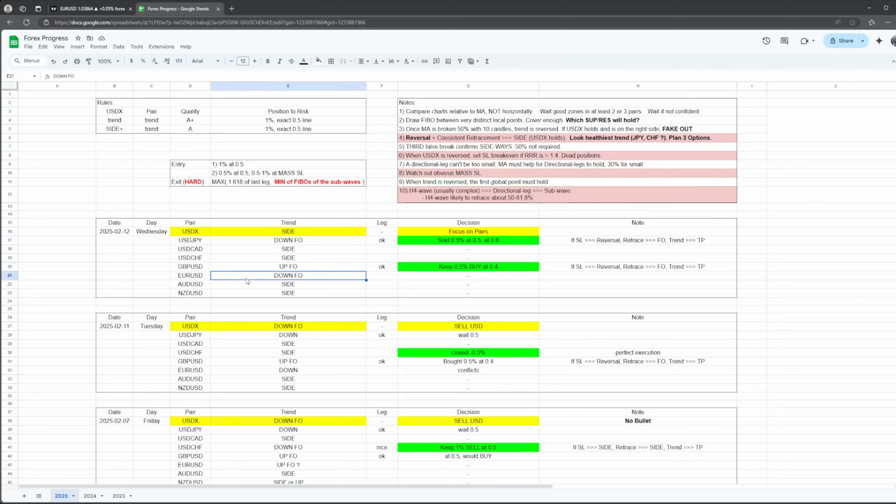Okay, so let's write it down. Euro USD. It's down, currently it's down with the fake out, but since I have entered all of my affordable positions on USD Japan Yen and Great Britain pound, I'm not trading Euro USD. But once again, right now USD Japan Yen is in the best retracement zone, and I would recommend selling USD Japan Yen right now.